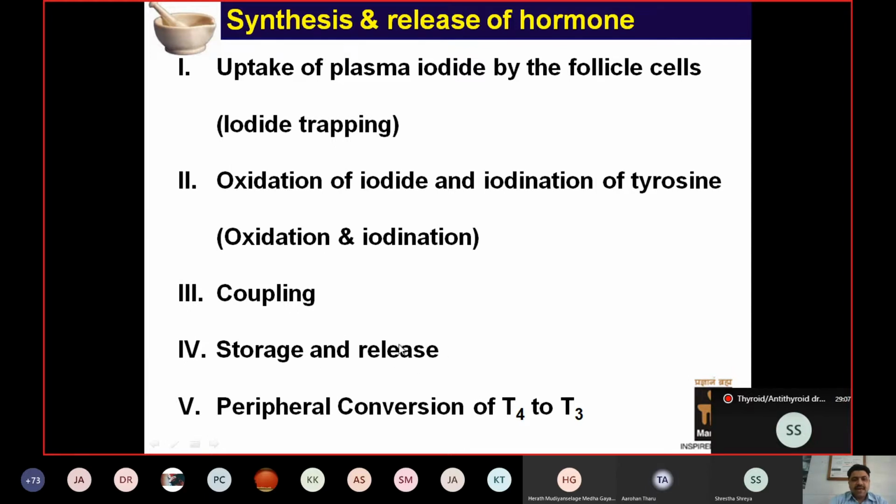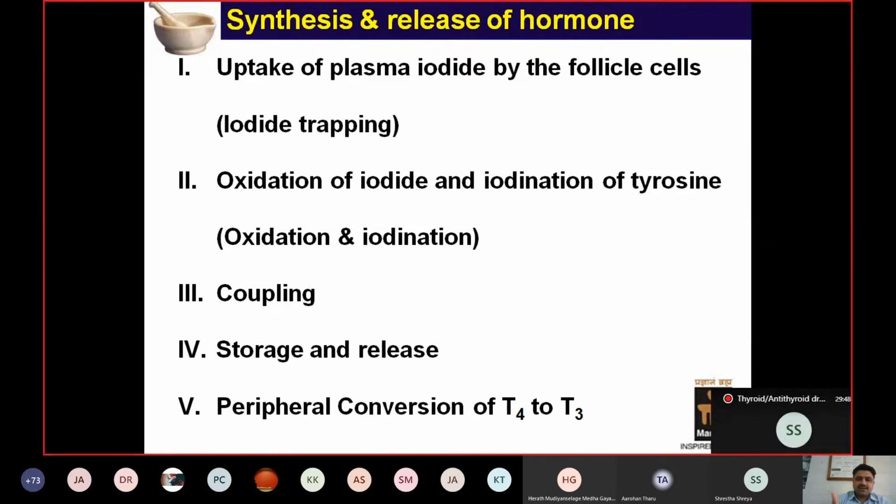So they will be released, and this released thyroid hormone, generally there is T3 and T4, and I have already said that T3 is the more active component. So whatever T4 is released will ultimately be converted to T3. So there will be a peripheral conversion, and this is also very important from the pharmacology point of view. Okay, you will understand why once we discuss the antithyroid drugs. So these are the 5 steps of how the hormone is synthesized.